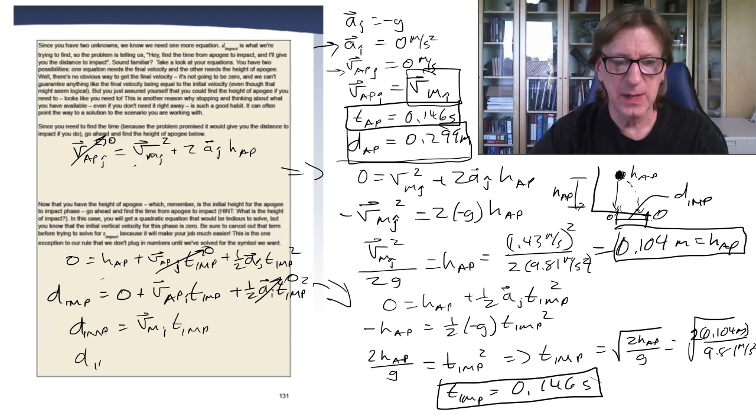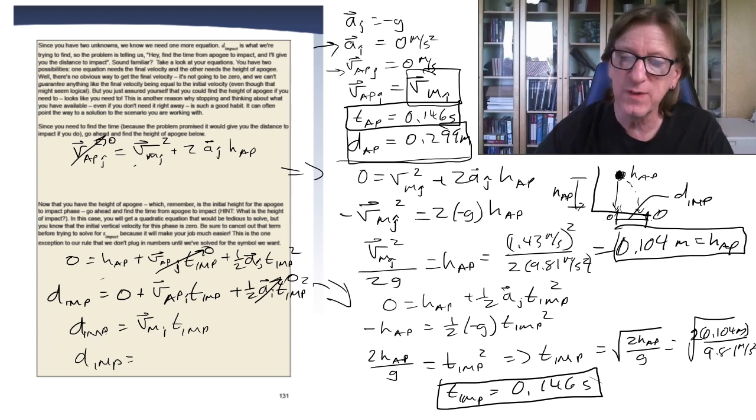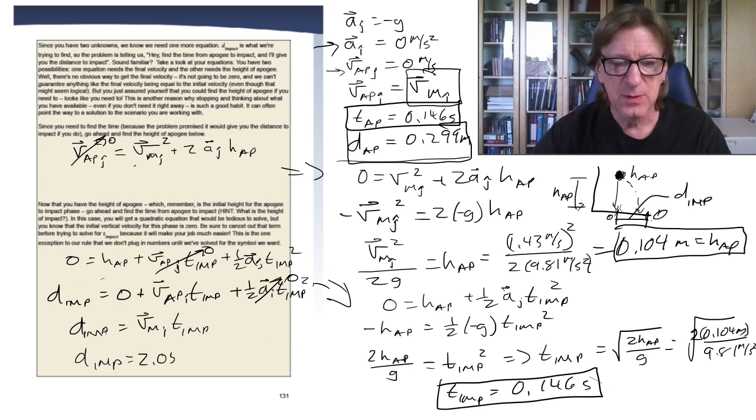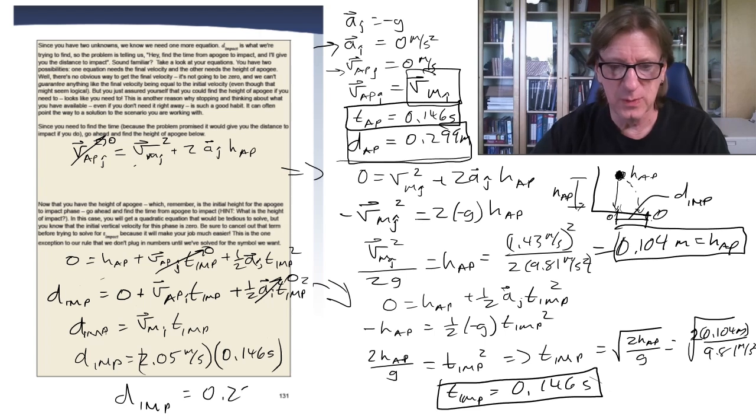So D impact is equal to my initial muzzle velocity in the horizontal direction. Going back to our notes, that was 2.05 meters per second, times our impact time, which was 0.146 seconds. Let's put that in our calculator: 2.05 times 0.146. And guess what? That also gives our distance as 0.299 meters.